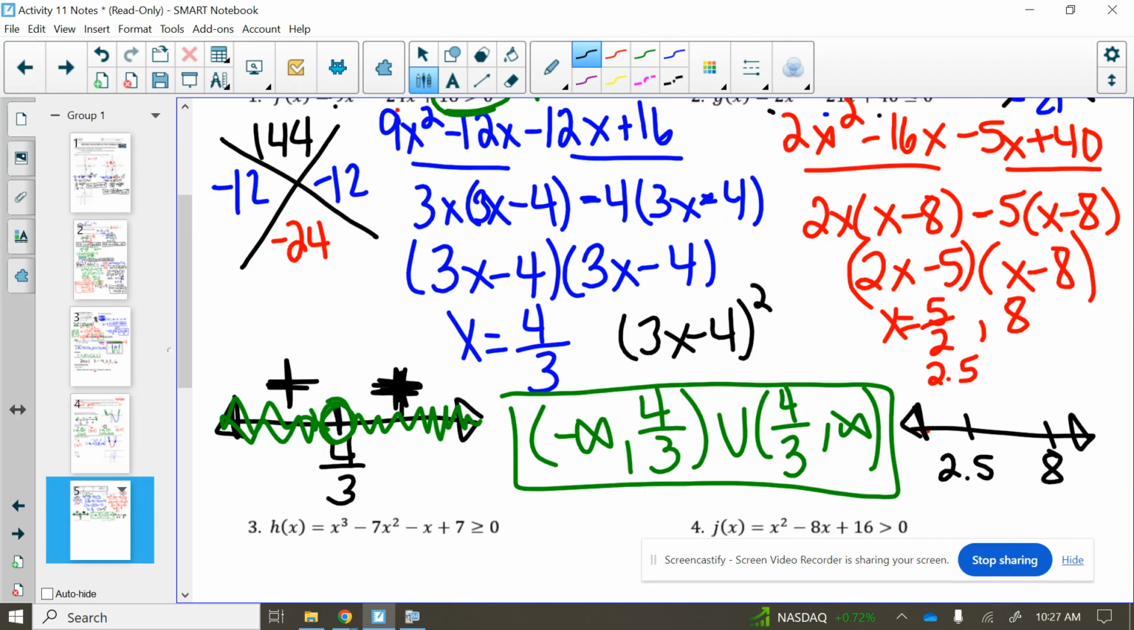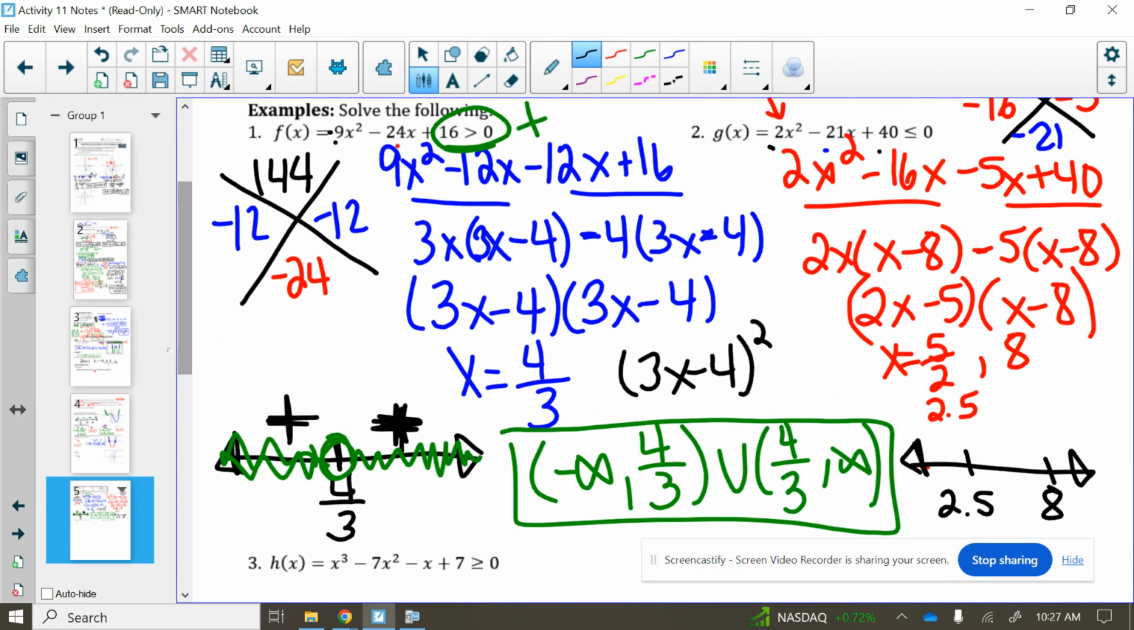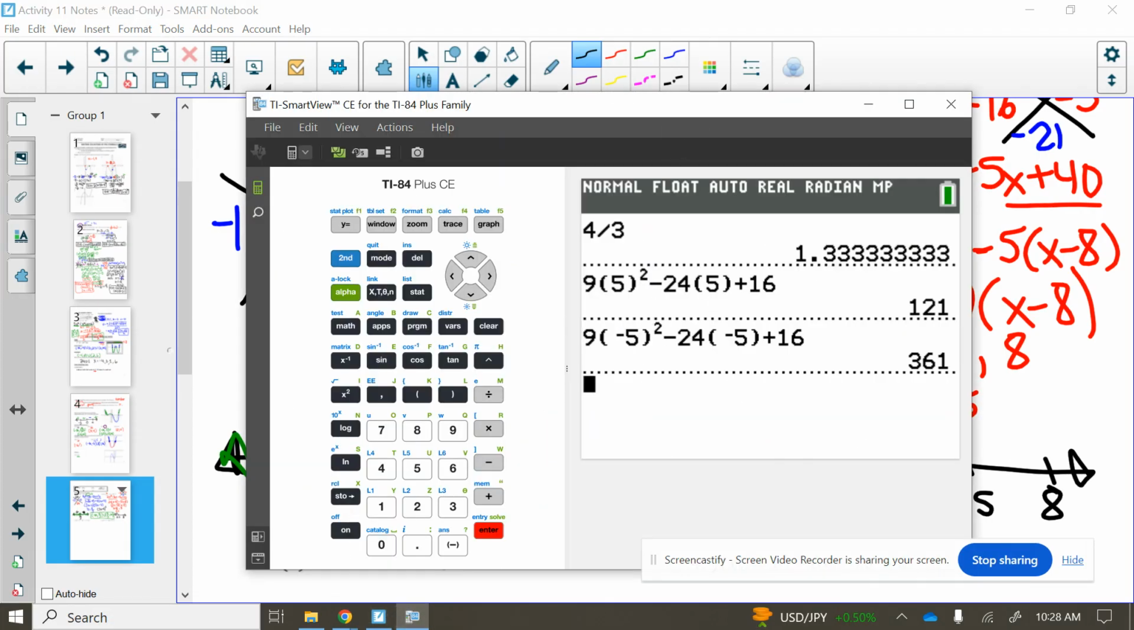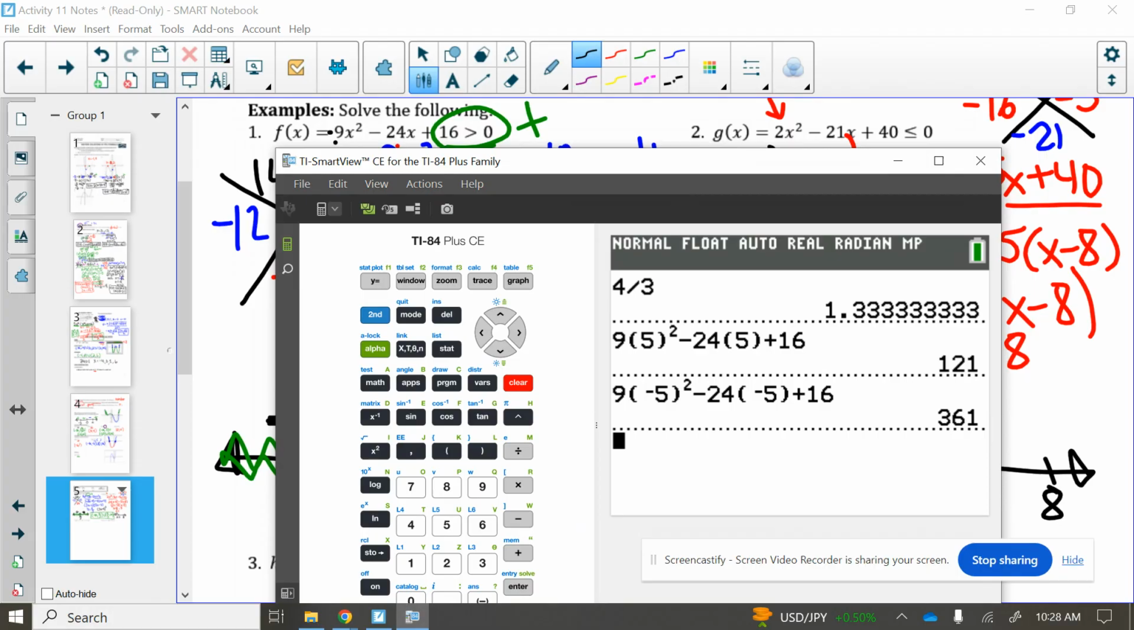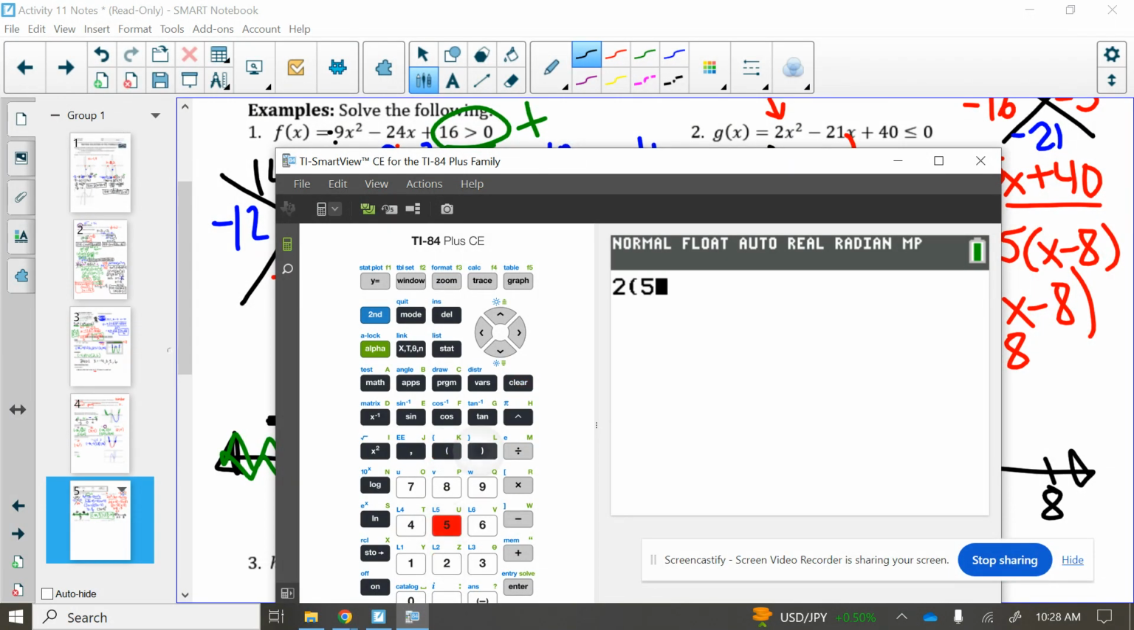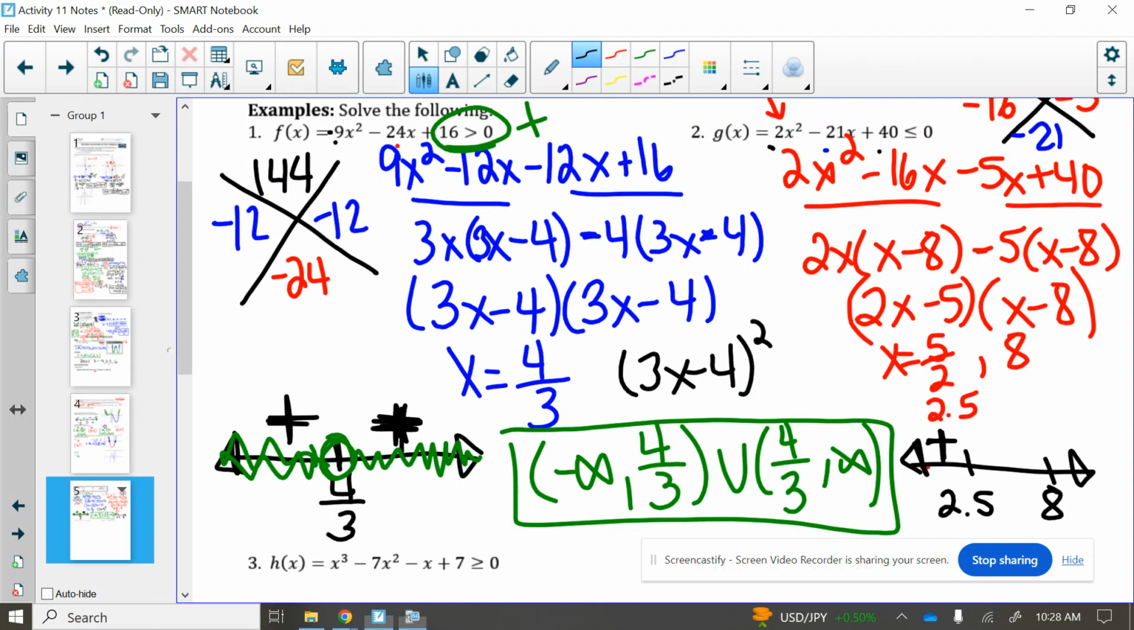If we pick a number that is smaller than 2.5, let's say 0, and plug 0 into our function, 2 times 0 squared is 0, minus 21 times 0 is 0, we'd be left with 40, which is a positive number. If we plug in a number between 2.5 and 8, let's say 5, then 2 times 5 squared minus 21 times 5 plus 40, we see that we're getting a negative value. So that means this would be below the x-axis.